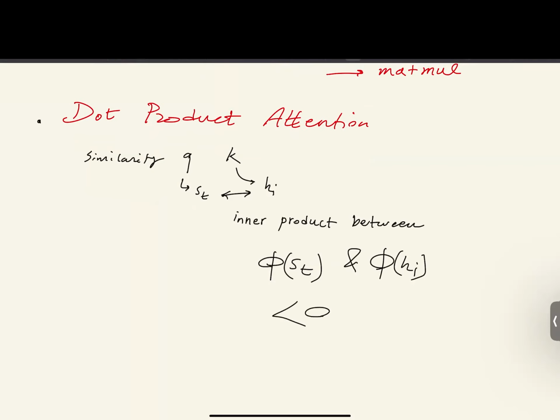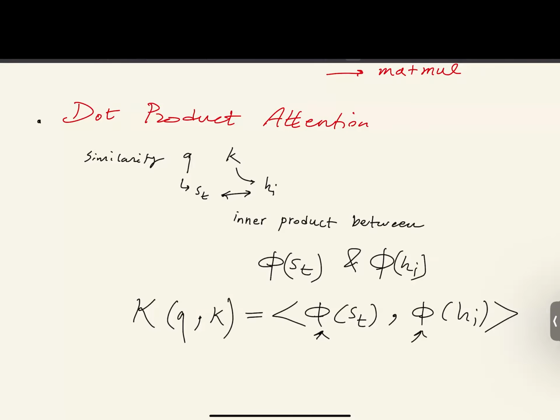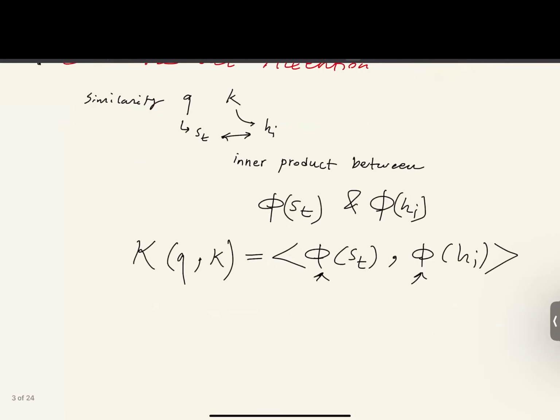Let's use the classic inner product style notation. We want to find phi in a way that the inner product gives us a kernel that is the most relevant kernel for our task. So we want to learn these phi's, and this will give us the similarity that we want, right?